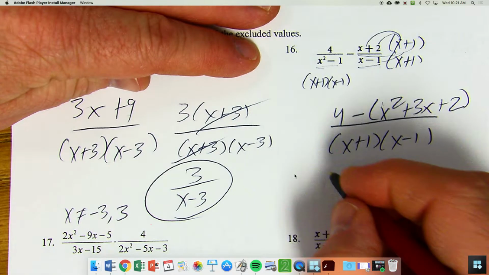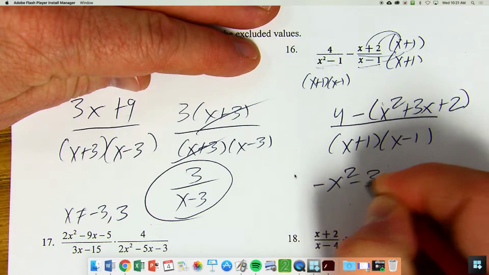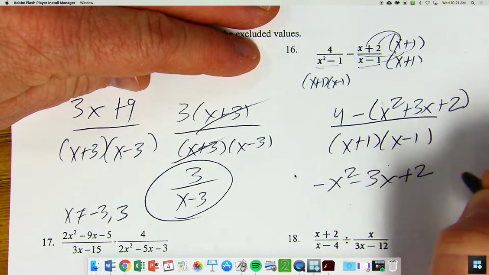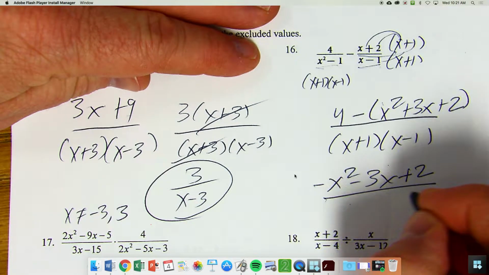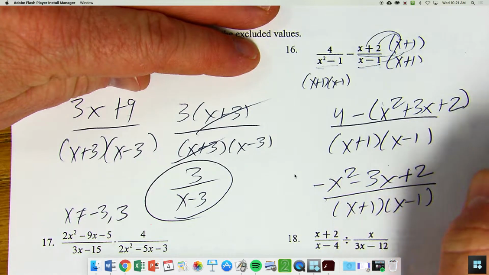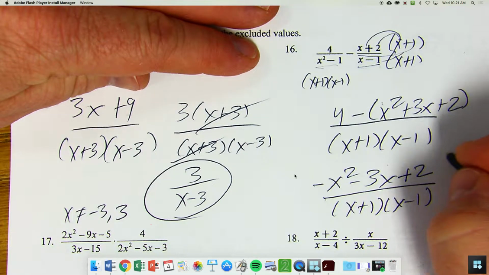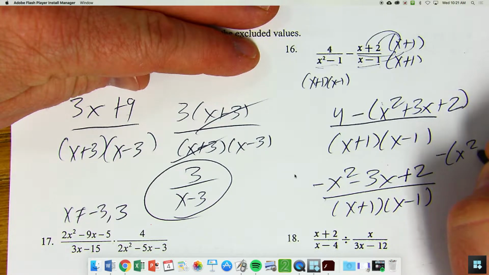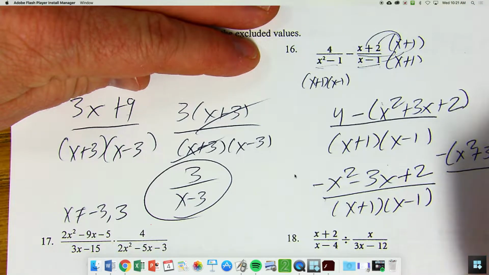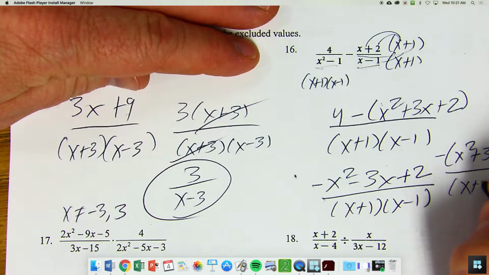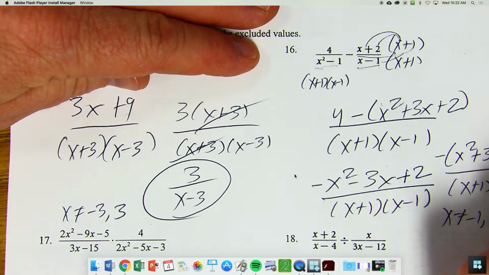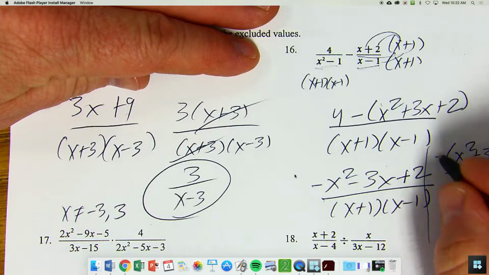So that's really going to give me negative x squared minus 3x plus 2, all over x plus 1, x minus 1. Factor out the negative just in case this thing can factor: x squared plus 3x minus 2. Are there any factors of negative 2 that'll add up to 3? The answer is nope. So state your excluded values and you'd be done: negative 1 and 1. So there it is.